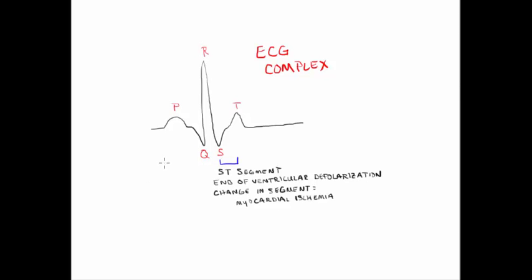The ST segment marks the end of ventricular conduction and the beginning of the rest phase, or ventricular repolarization. If you have a change to the ST segment, it could indicate myocardial ischemia. So with a myocardial infarction or a STEMI, you'll see an elevation of your ST segment. So it's going to indicate myocardial ischemia.